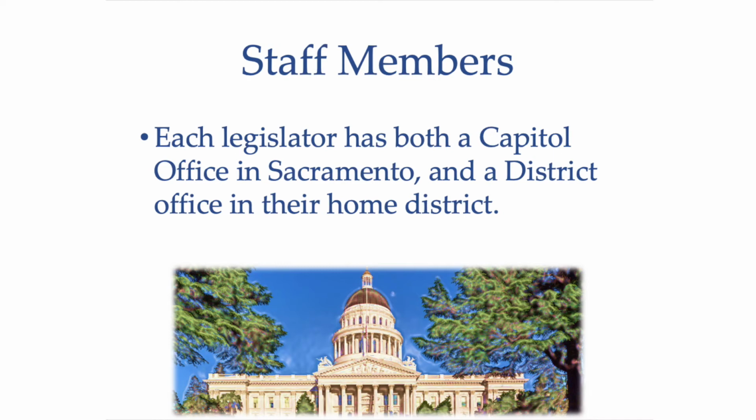Each legislator can introduce bills in their own house. An assembly member introduces assembly bills. A senator introduces Senate bills. Each legislator introduces, on average, 25 bills per year. Now, each legislator also has staff working for them. And they have groups of staff that are split between their offices. Now, you might wonder, why does a legislator have multiple offices? Well, it's actually kind of simple.